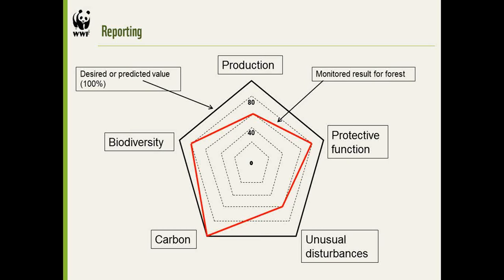And so the outside ring represents the full suite of goods and services, or level of biodiversity, or level of carbon, or the natural level of unusual disturbances that occur within the forest, and then the measured values shown here in this red line would show that the forest is slightly degraded in terms of the protective functions, moderately degraded because unusual disturbances are occurring more often, and so on. And so this, we think, is a very nice way of reporting a degraded forest from a sustainability perspective.